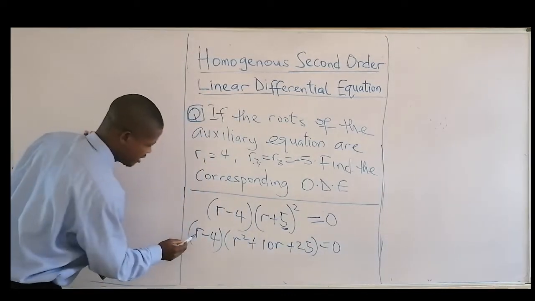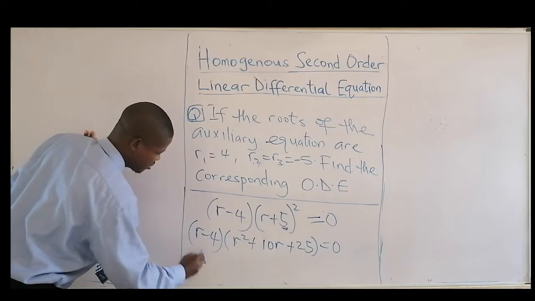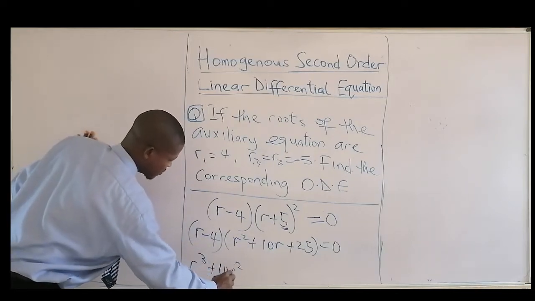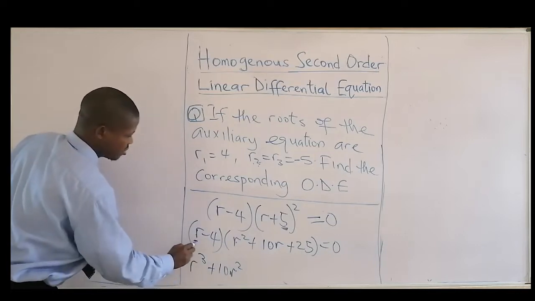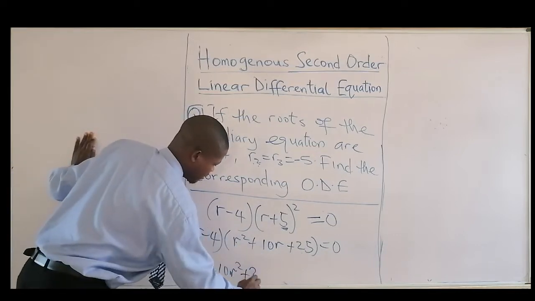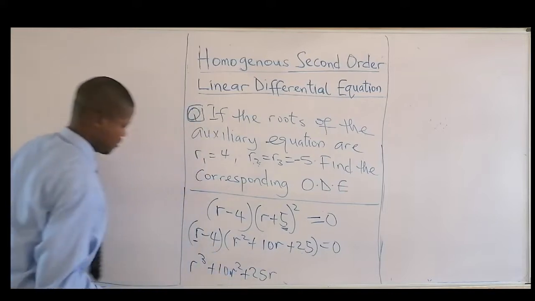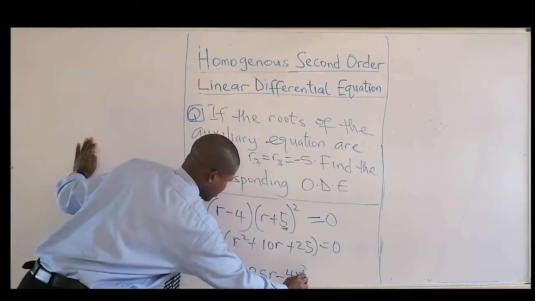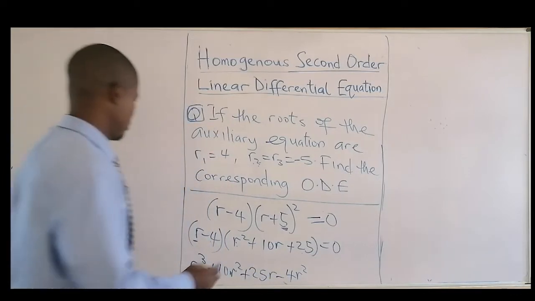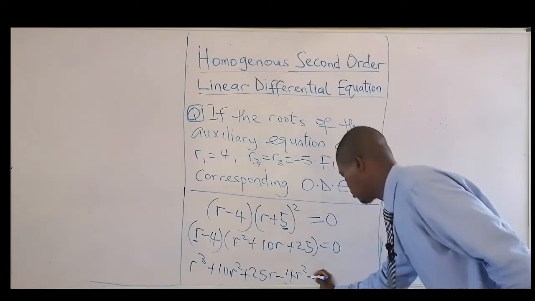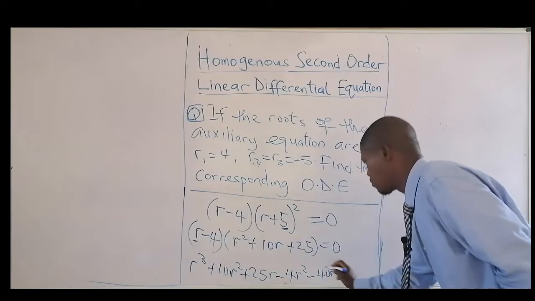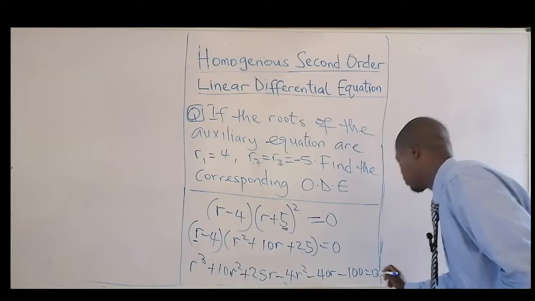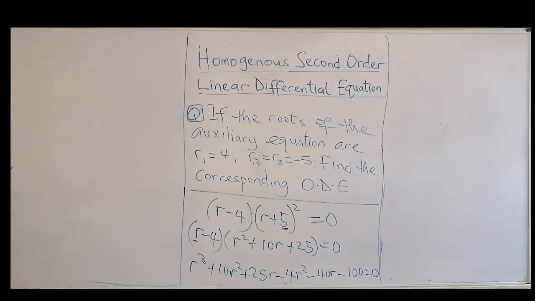You can do your expansion: this one times this one, r cubed; this one times this one, plus 10r squared; then this one times the last one, plus 25r. Then minus 4 times this one, that's minus 4r squared. And again, minus 4 times plus 10, minus 40r, and minus 4 times 25, minus 100, equal to 0.